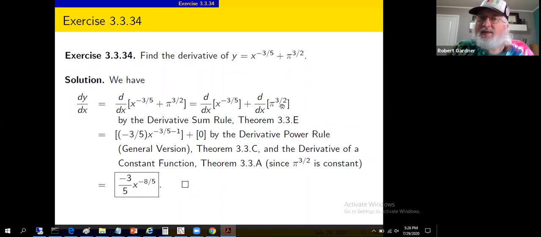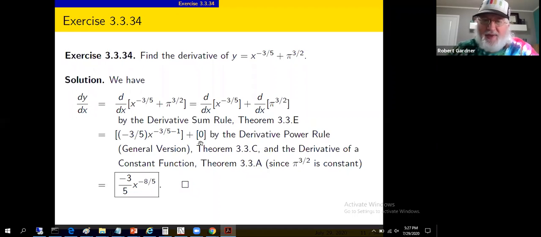Well, that's a constant. And they're trying to trick you, so you bring the 3/2 down as a coefficient or something like that. But no, it's not a variable. It's just some number. It's a constant. Then its derivative is 0. So that's them being kind of sneaky, trying to trick you with bringing the 3/2 down front and subtracting 1. It's fine if it was a variable. It's not. It's a constant, and its derivative is 0.